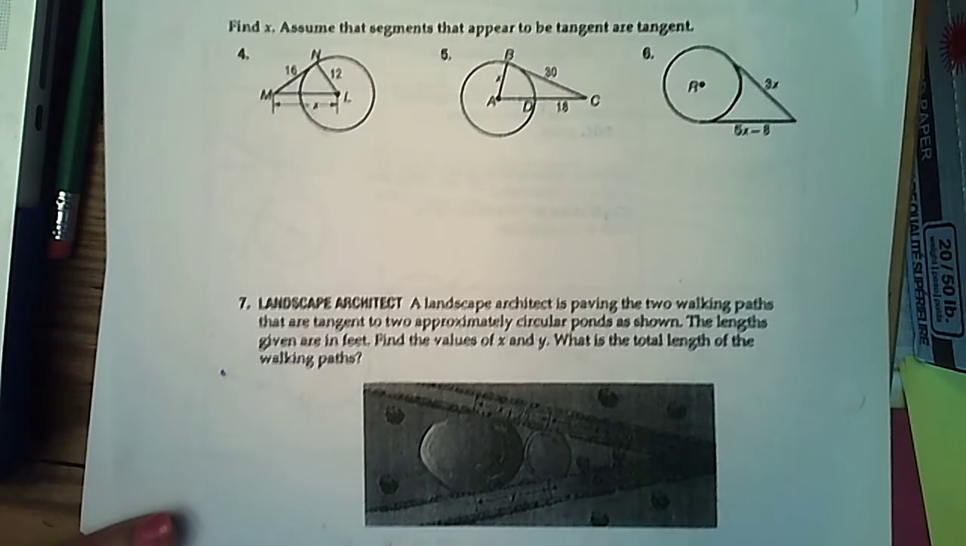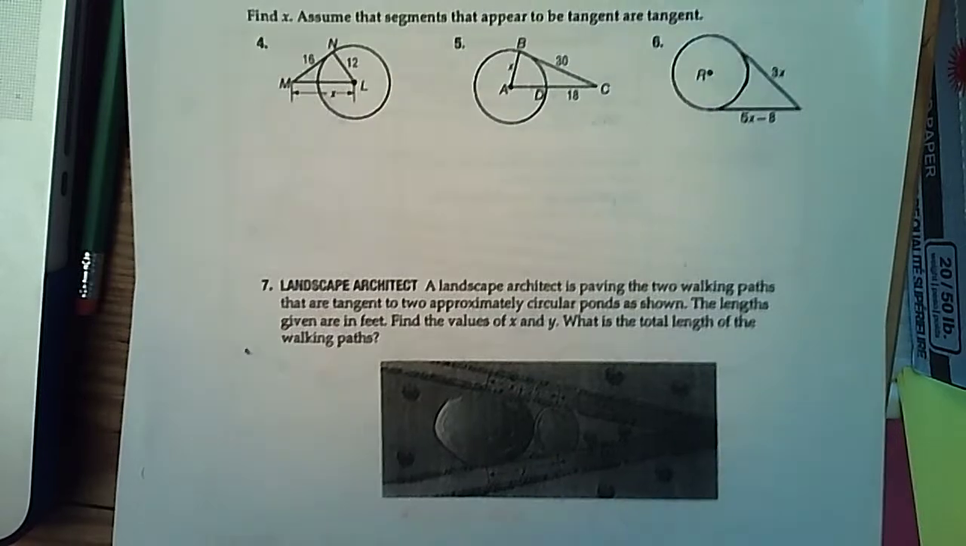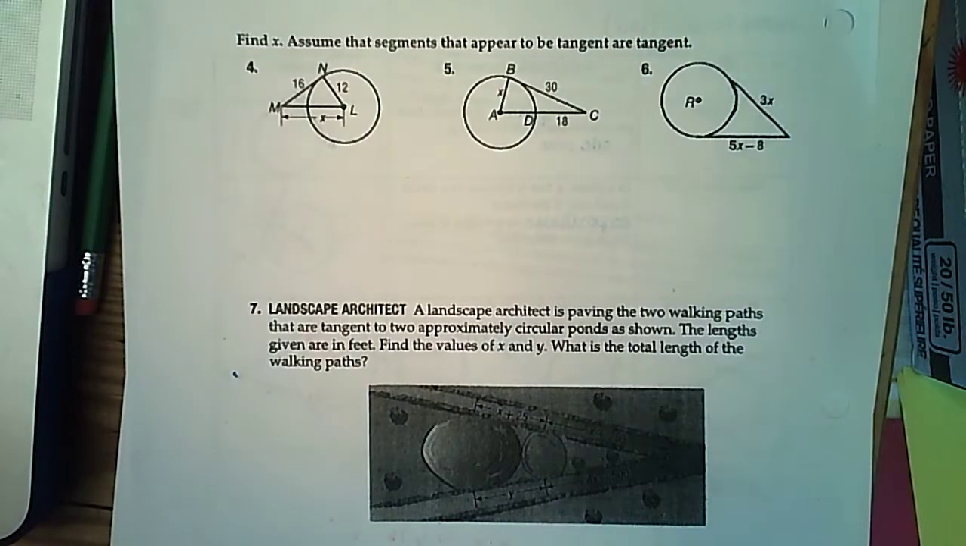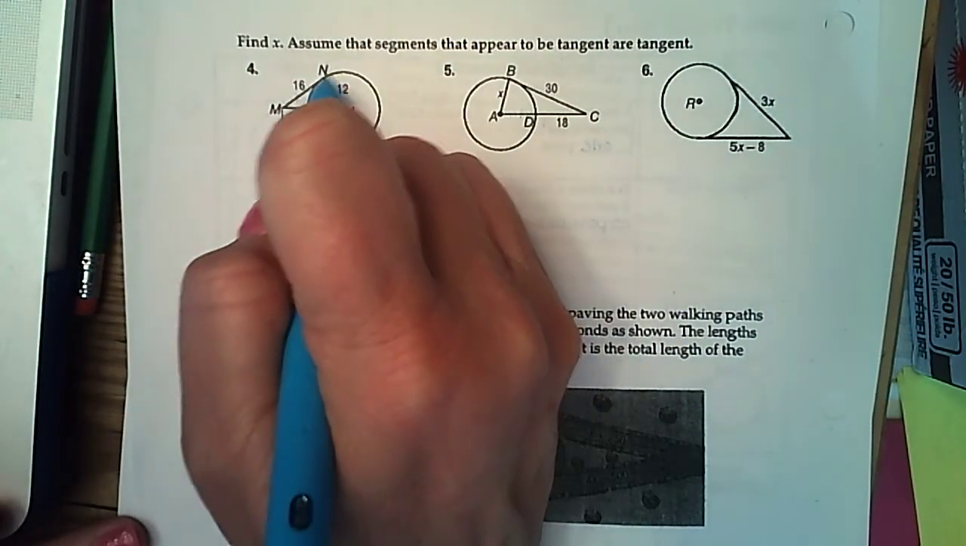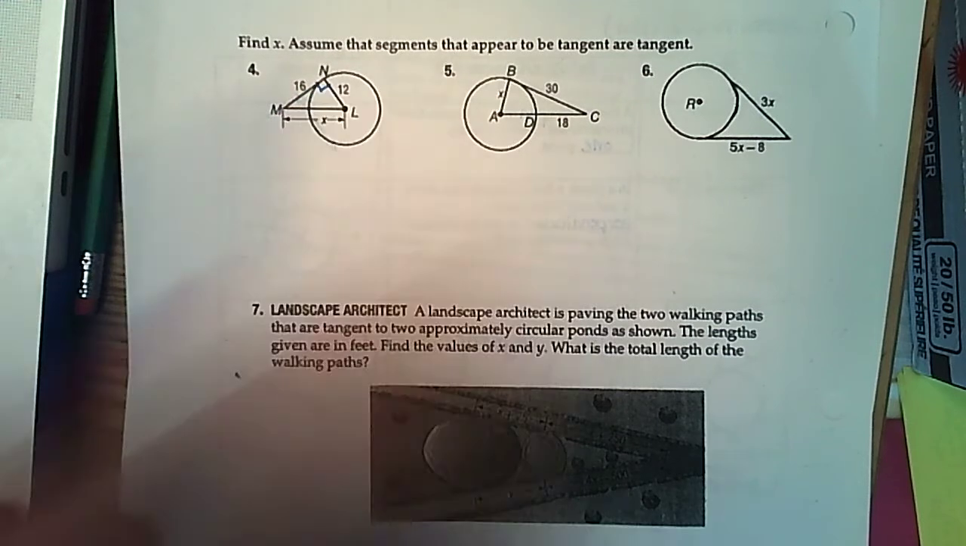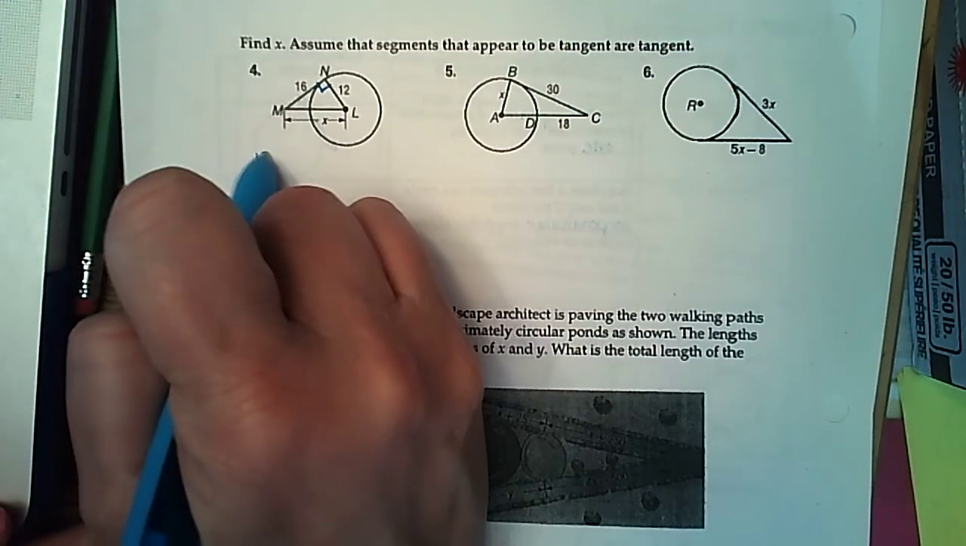All right, moving right along. Oops, sorry. Find x, assume the segments that appear to be tangent are tangent. So if they appear to be tangent, it means they're sitting on the outside of the circle. So it's just basically doing what we just did as well. So on our first example here on 4, this appears to be tangent, so here's my right angle. So now, what are we going to use to solve it? Exactly, Pythagorean theorem.